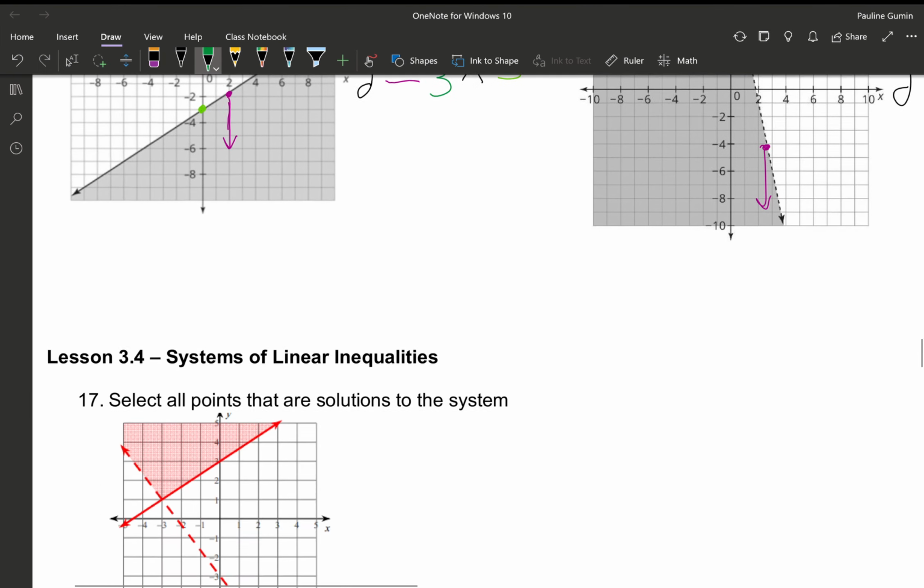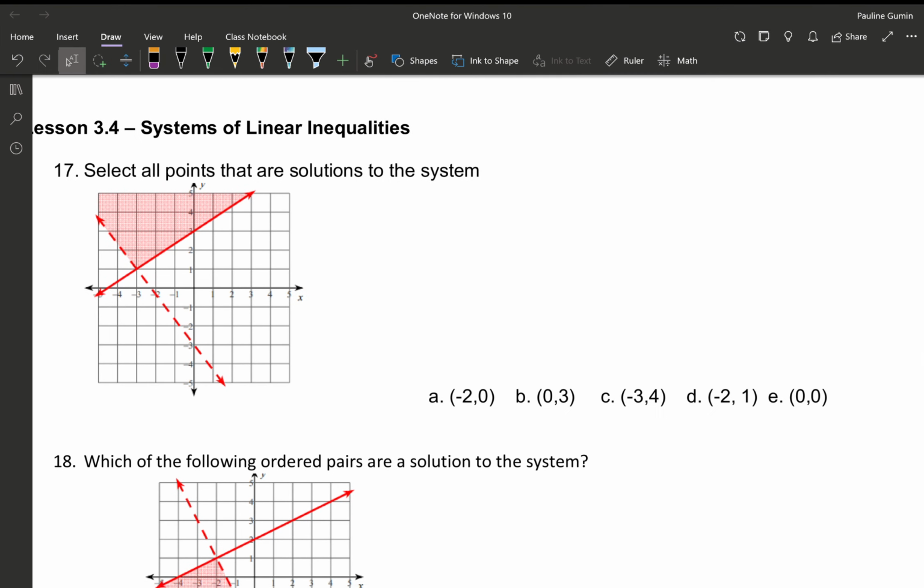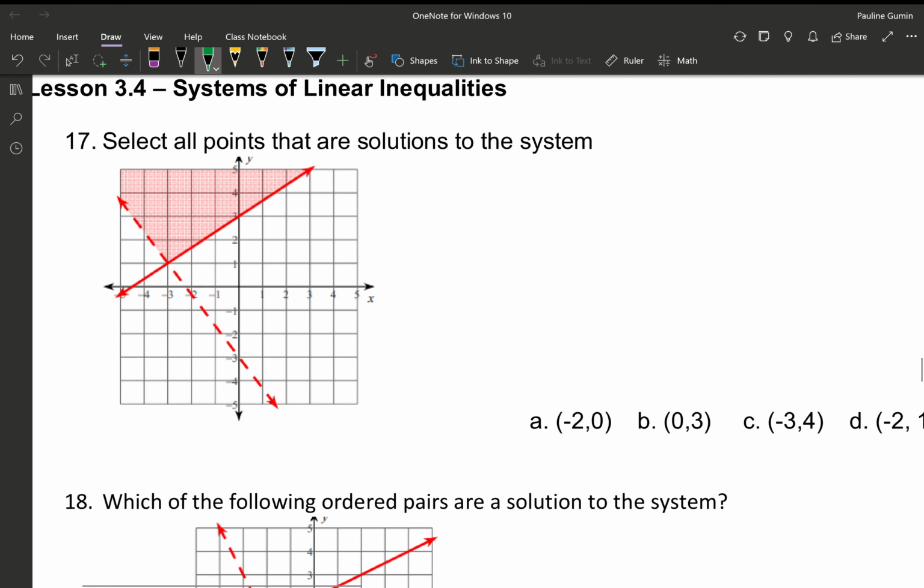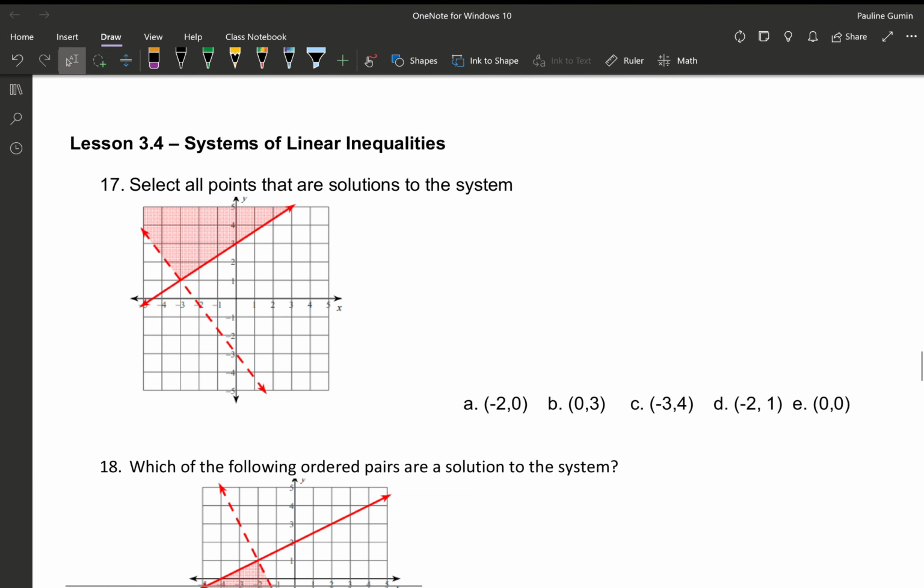Number 17. Select all the points that are solutions to the system. What we're going to do is graph them all and see which points land in the shaded area or on the solid line that's associated with the shaded area. All right. A is negative 2, 0. Letter A does not work. It's not even in the shaded area. 0, 3. Letter B is an option. It's on the solid line that is part of the shaded area.